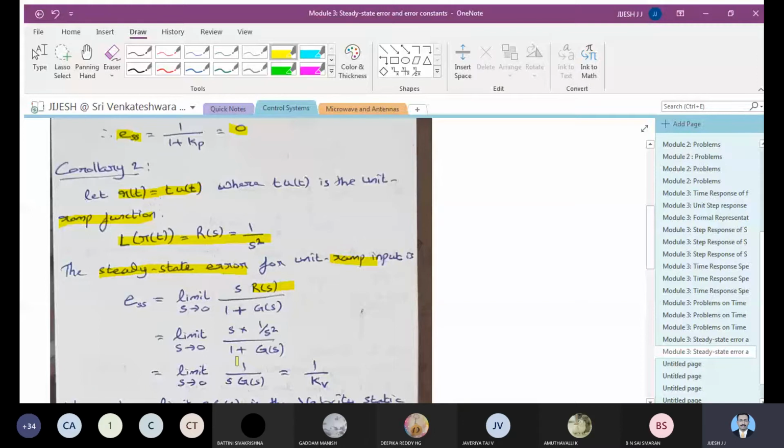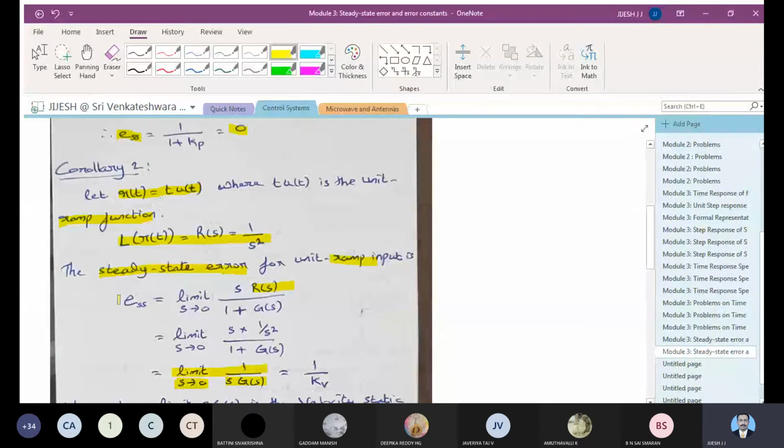Why have we written s into g of s? Can any one of you say? Let me know what you know about these limits in mathematics. Why have we written s into g of s here? See here, the function E of s can be written as limit of s tends to 0, s into 1 by s square divided by 1 plus g of s. Since s tends to 0, we have taken it as limit of 1 divided by s into g of s. When s is very close to 0, the function will change according to that.